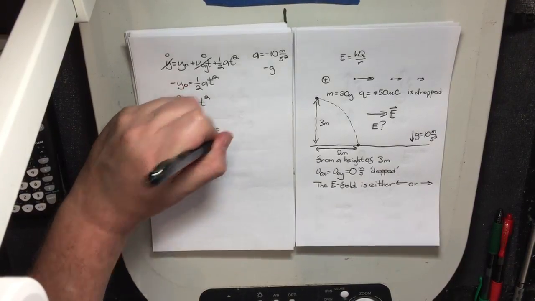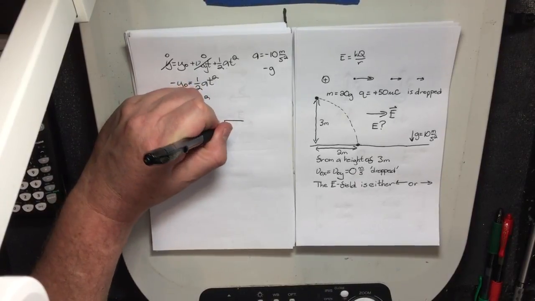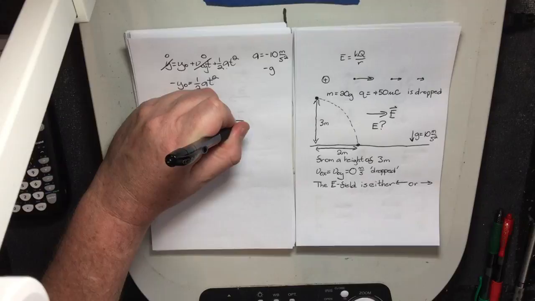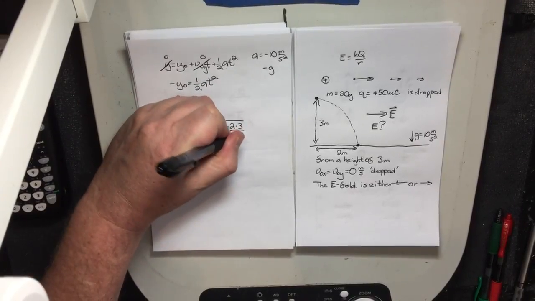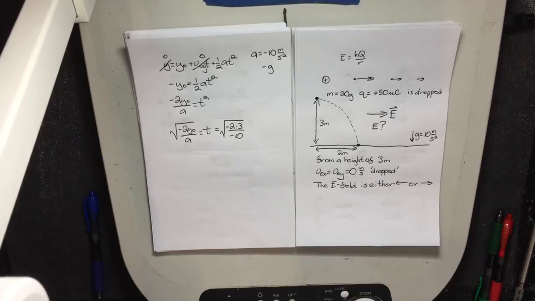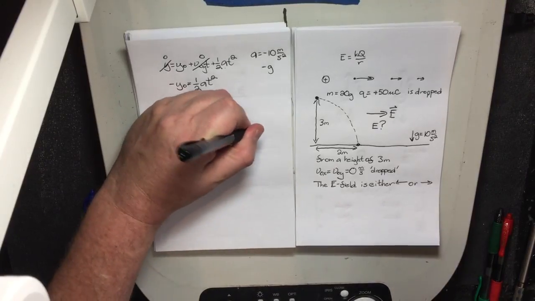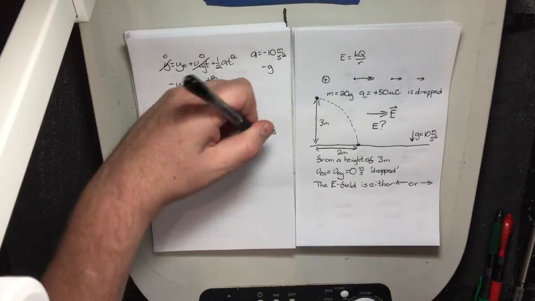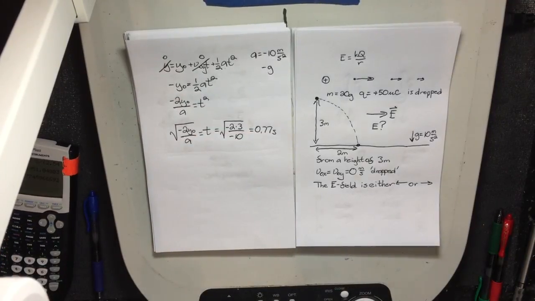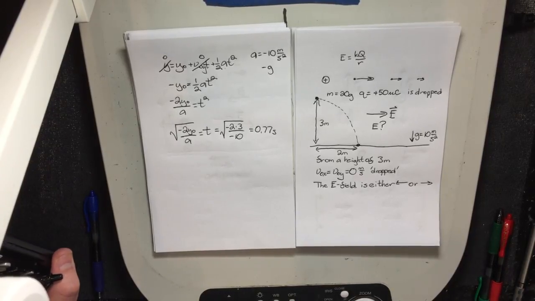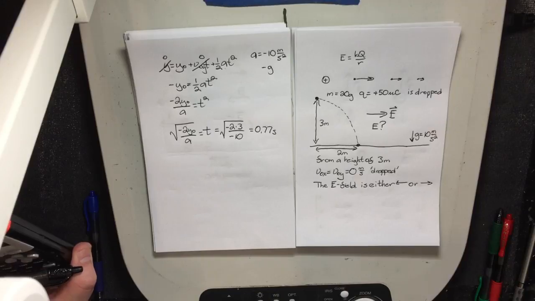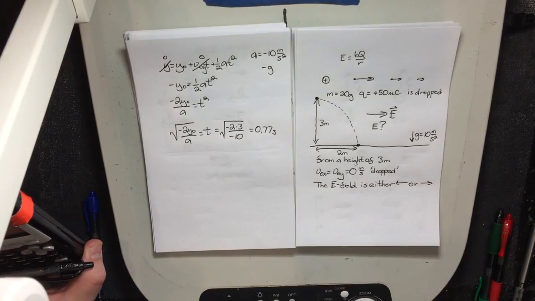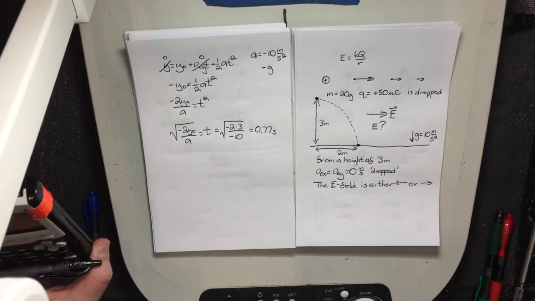We have this. So the time, -2, Y naught 3, A -10. It's the square root of 0.6. So 0.77 seconds. And that's the time that it took for it to fall. That beats 0.6. 6 divided by 10 is 0.6. Square root of 0.6, 0.77.